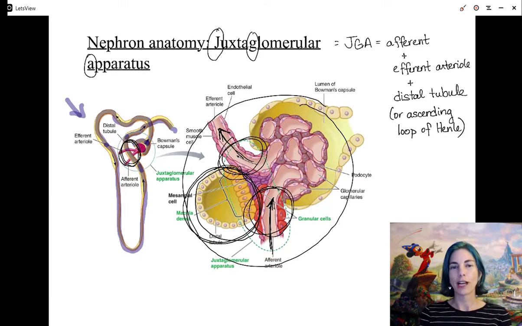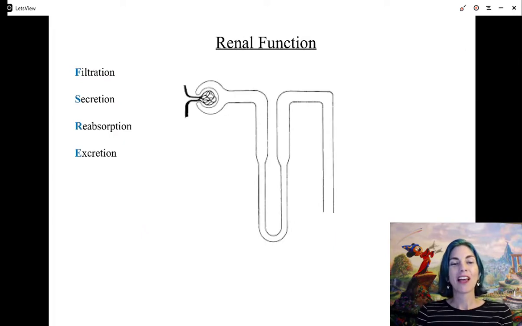Now, the reason for this juxtaglomerular apparatus will be saved for another lecture, but I wanted to introduce you to the term and show you what it is because it will become important later. So now that we've finished our review of the anatomy of the nephron, let's take a look at some of the functions. There are multiple functions traditionally associated with the kidney, and they are filtration, secretion, reabsorption, and excretion, in no particular order. What we're going to do is describe what these processes are, and then map them onto our nephron to show you where these things happen.